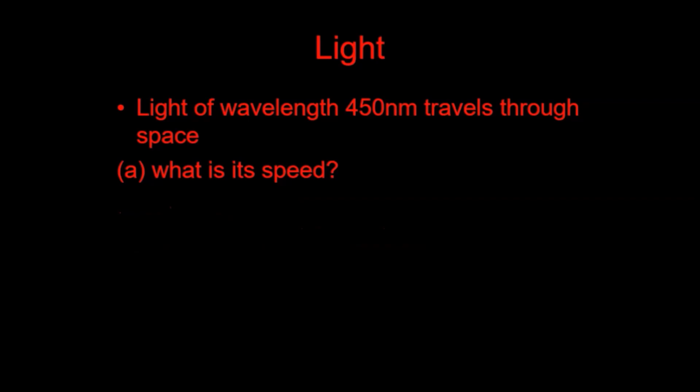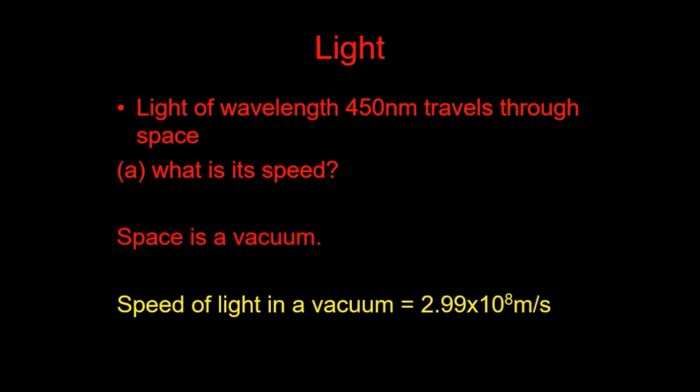Part A, from what we've discussed so far, should be incredibly simple. What is its speed? Well, space is a vacuum, and we've already made the statement several times that the speed of light in a vacuum is essentially 3 times 10 to the 8 meters per second. So we should know the speed of this light wave immediately without any calculation.